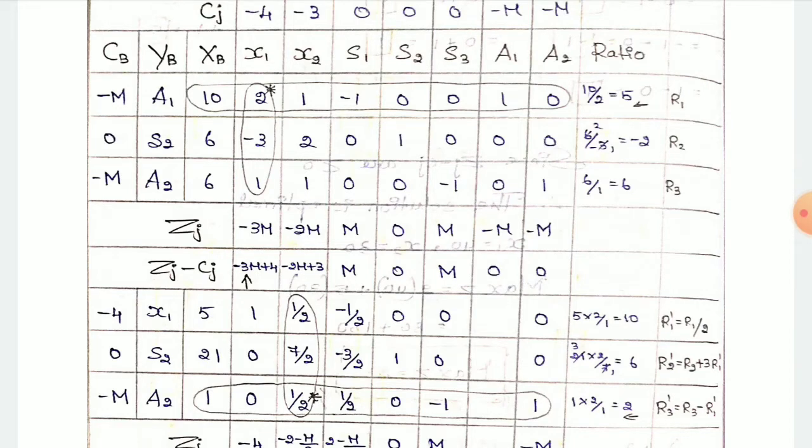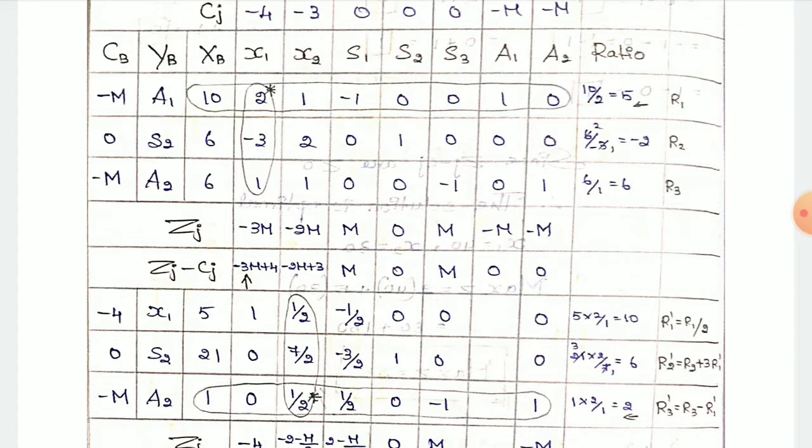Now you have to find the Zj value. The Zj value is calculated by the CB column multiplied with the x1 column, x2, s1, s2, s3, a1, a2. So minus 2m minus m, so minus 3m, minus m minus m is minus 2m, minus m alone we have, because here we have 0 into minus m is 0. So the next thing is 0. The next thing is plus m, because minus m into minus 1 gives plus m. So the next thing is minus m. The last one is also minus m.